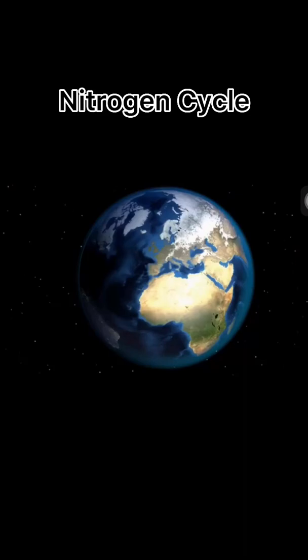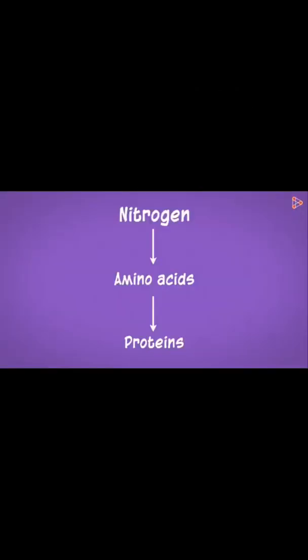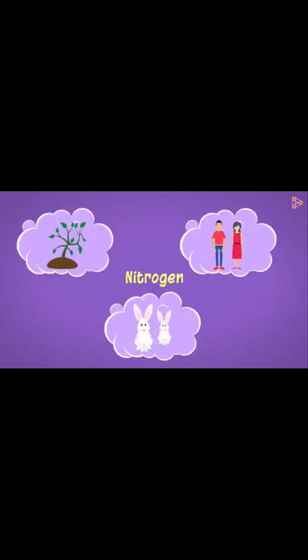Nitrogen is extremely important for the proper functioning of cells. The main reason for that is that proteins are made up of amino acids, which are made of nitrogen molecules. Also, many compounds important for the cell are made up of nitrogen. And we can say that nitrogen is required by all organisms.